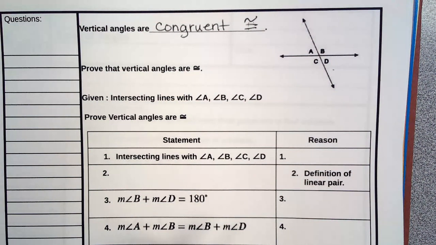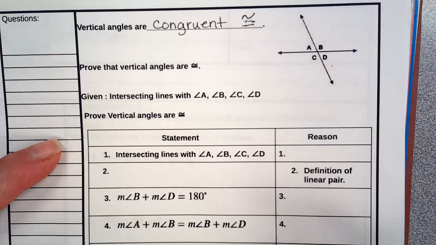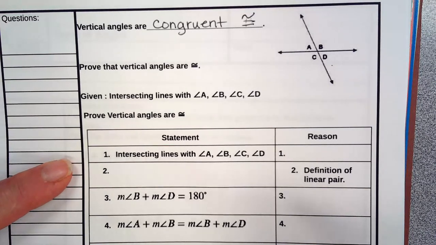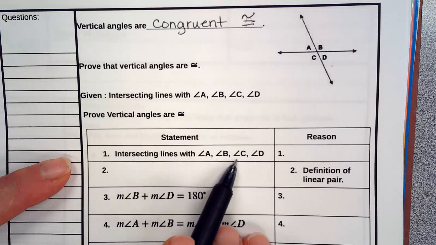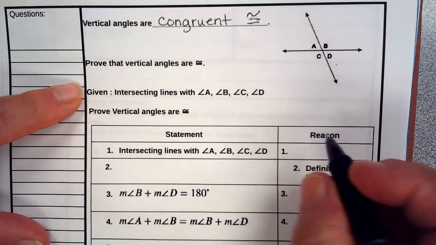What we're given is intersecting lines with angles A, B, C, and D. In 99% of your proofs, you start off with what is given. So, intersecting lines with angle A, angle B, angle C, and angle D. That's our given information.